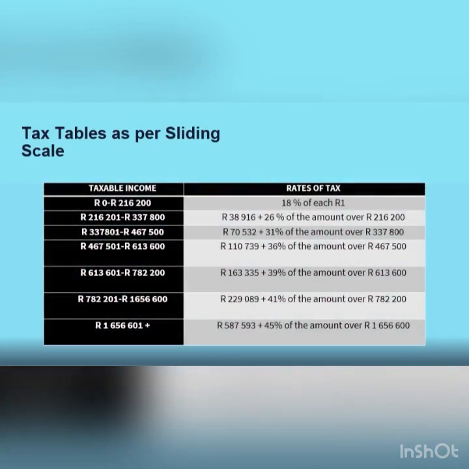I'll be discussing the tax table as per sliding scale. Like I had indicated in the previous slide, your taxable income is very important for you to be able to determine the tax rate as per sliding scale. You're going to look at the applicable bracket in which your taxable income falls, and then you will look at the tax rate that relates to it. For example, if you earn between 0 and 216,200, the tax rate that is applicable is 18% of every R1.